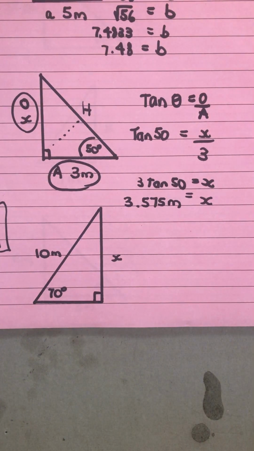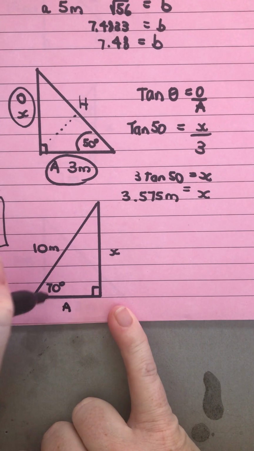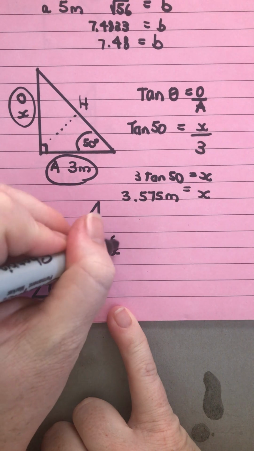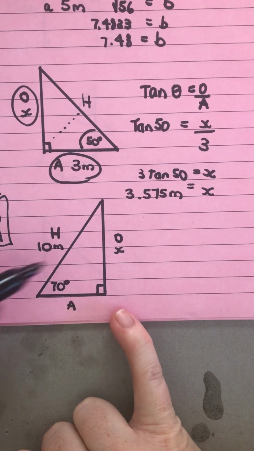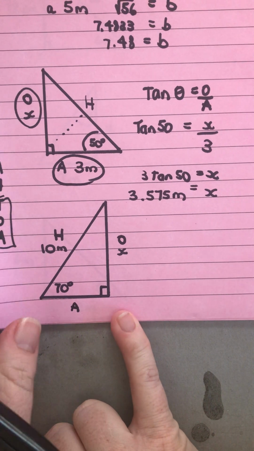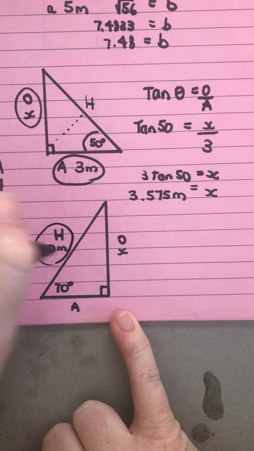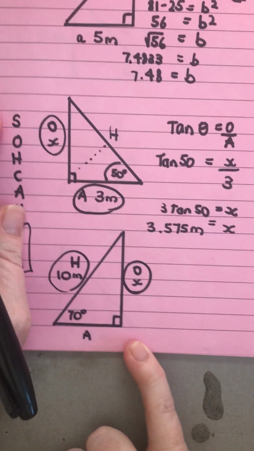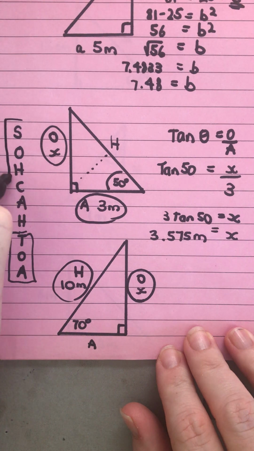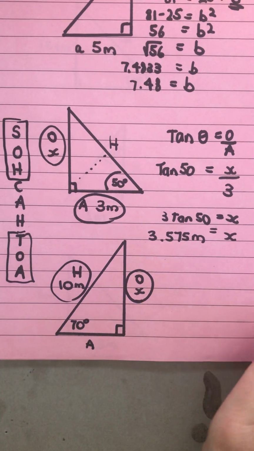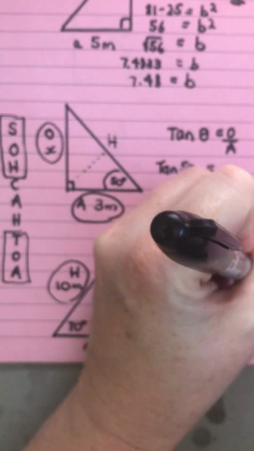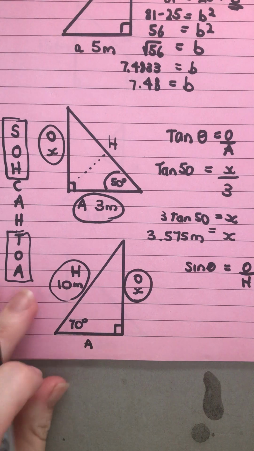In the next one, starting the same process again, labeling our triangle. So I've got my adjacent, the one that's right near the 70 degrees, my hypotenuse is over here, and my opposite is the one that is opposite the angle. So now I'm going to circle, and I can see I've got an O and a H. So that means, looking at my one up here, SOH is going to be sine. So I'm going to write sine theta equals opposite over hypotenuse.